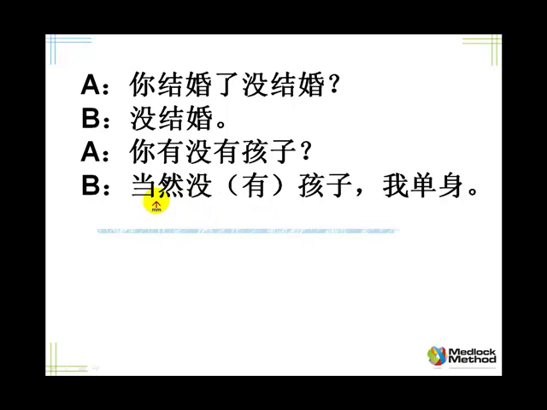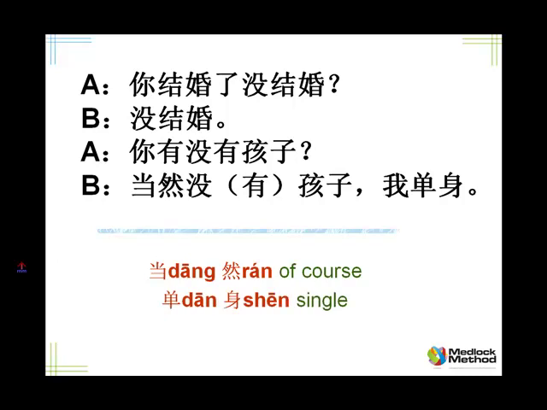And here it says 当然. What is 当然? Of course. 当然没有孩子. Why 当然? Why, of course, no children? Because 单身, single. Remember 身, 身体 is body. So 单身 is single body. So it means single, not being married. Fair enough.